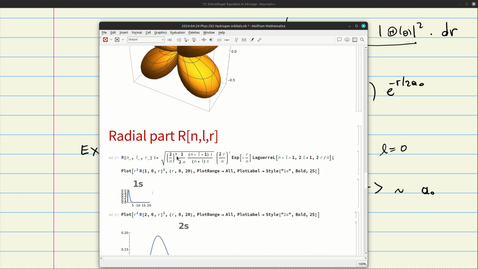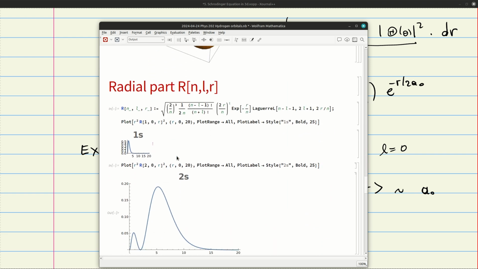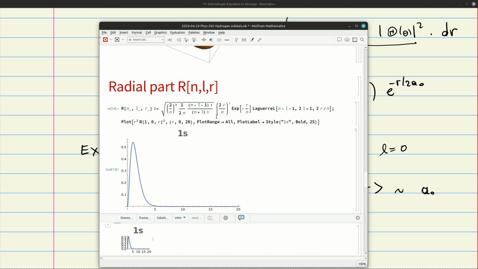There's dz, also the radial part. So for the radial part, there is a little bit more to type, right? It's some function, some Laguerre L, and so on. You don't have to be worried about this. What you want is to see how this function looks. So this is the 1s, and you can see I, for example, multiply this with r squared.